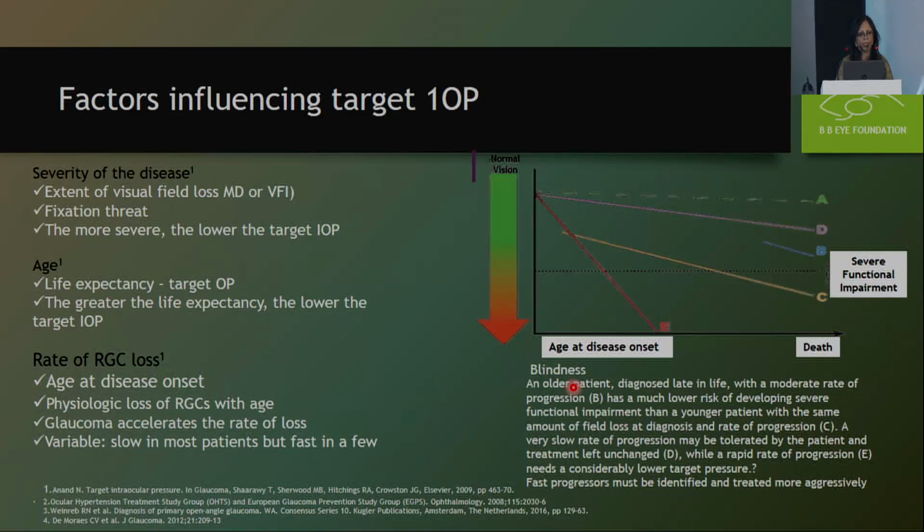Factors that influence target IOP, again, include severity of disease. If you look at this on your left-hand side, age of disease onset, death, and severe functional impairment, you would see that life expectancy and target IOP have a direct relation when you set your target IOP: the greater the life expectancy, the lower the target IOP. Then there is the rate of RGC, retinal ganglion cell, loss, age at disease onset, and physiological loss of the RGCs. There are instruments now which can actually give you the RGC loss at that particular age, due to age or due to disease. Glaucoma accelerates the rate of loss, which is slow in most patients but fast in a few.